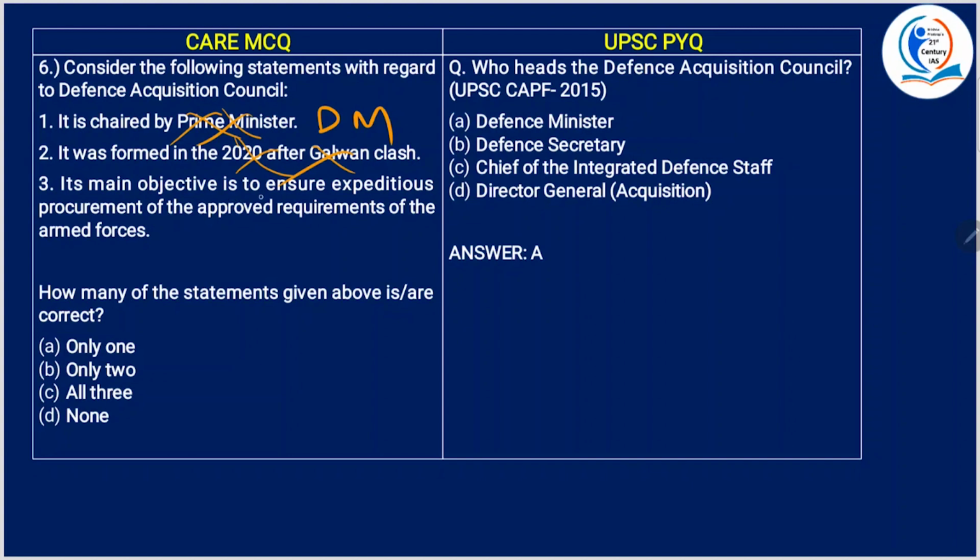Its main objective is to ensure expeditious procurement of the approved requirements of the armed forces. This is correct. So A is the answer. Alright, now previous year question, who heads the Defense Acquisition Council? It is Defense Minister. A is the answer.